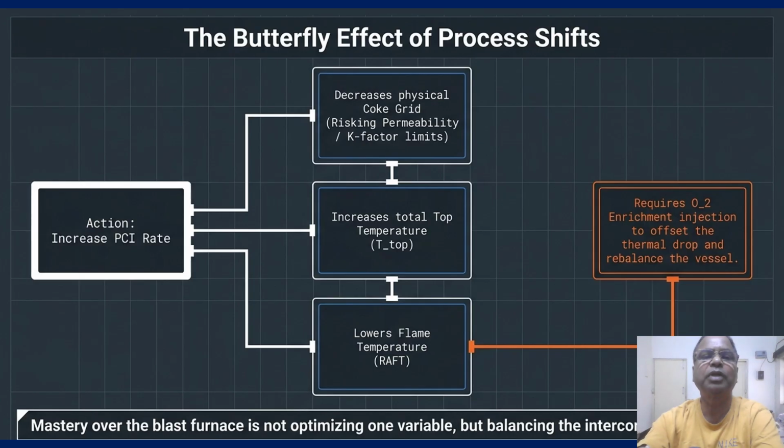So we conclude with the butterfly effect, which follows the logic. The action to increase PCI rate triggers three simultaneous shifts. So what are they? The first, it decreases the physical coke grid, risking your K factor limit. All operators should keep this in memory. Second, it increases the top temperature. Third, it lowers your draft. So to rebalance the vessel, this one action requires a corresponding increase in oxygen enrichment to offset the thermal drop.